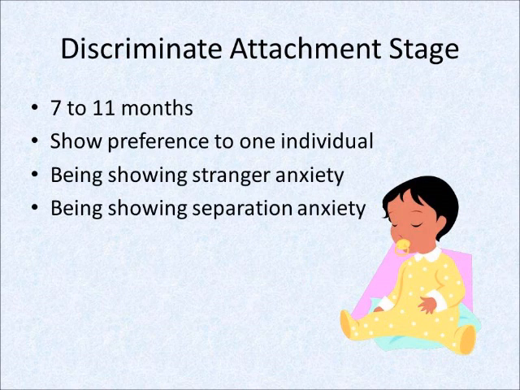The third stage of attachment they found was known as discriminate attachment. This stage begins from approximately 7 to 11 months. Infants begin to slowly show preference for a single individual and begin to show signs of stranger anxiety and separation anxiety.